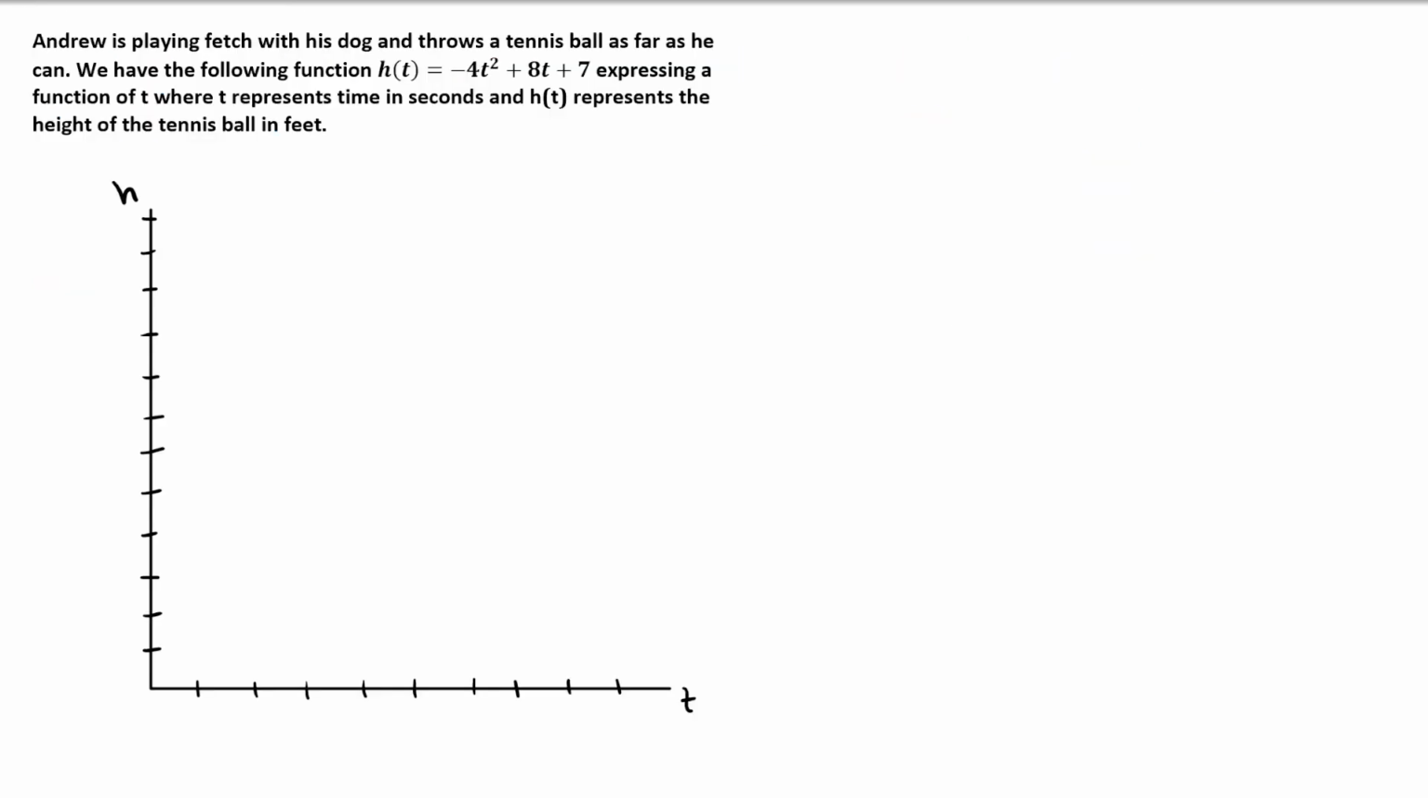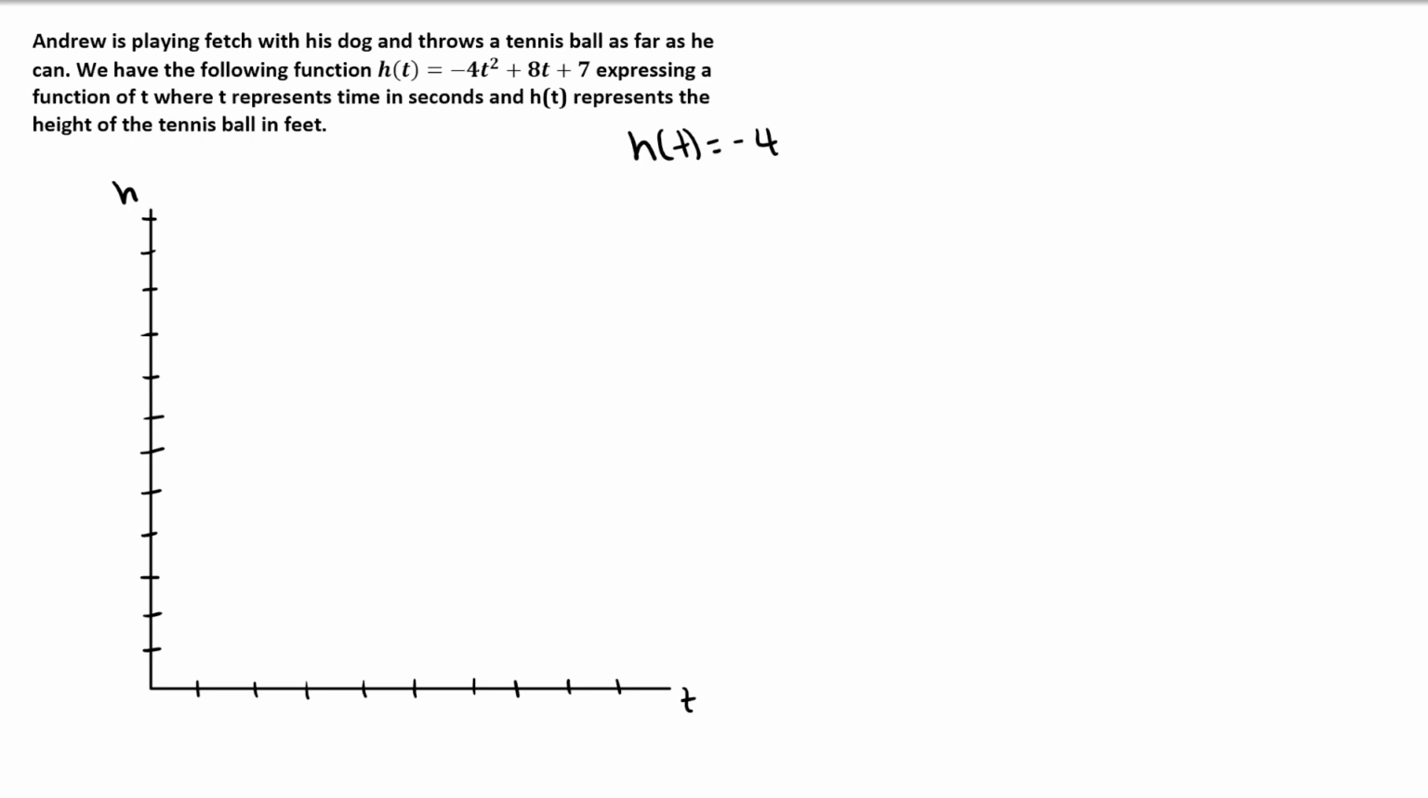Let's look at a real-world example using all of these different parts of our quadratic functions in order to solve problems. Andrew is playing fetch with his dog and throws a tennis ball as far as he can. We have the following function, h of t equals negative 4t squared plus 8t plus 7, expressing a function of t where t represents time in seconds and h of t represents the height of the tennis ball in feet. So let's graph what this looked like.